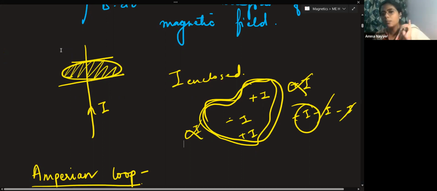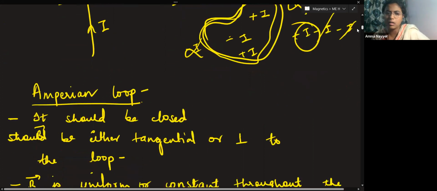Now Amperian loop, Gaussian loop we used to take in case of Gauss theorem. Gaussian pillbox, Gaussian surface was there. Amperian loop is just a closed loop. There are not so many conditions for Ampere Circuital Law.